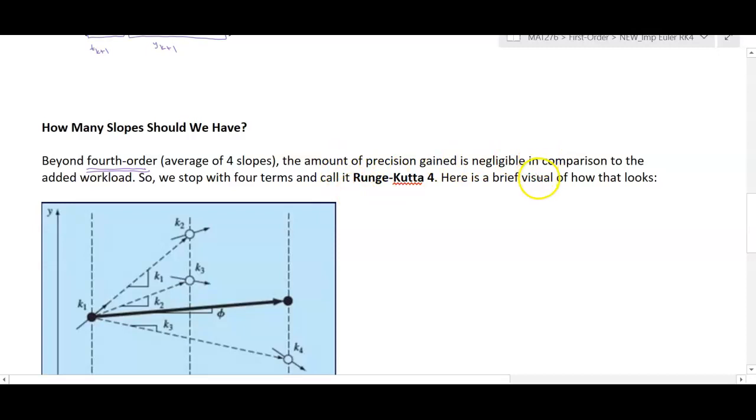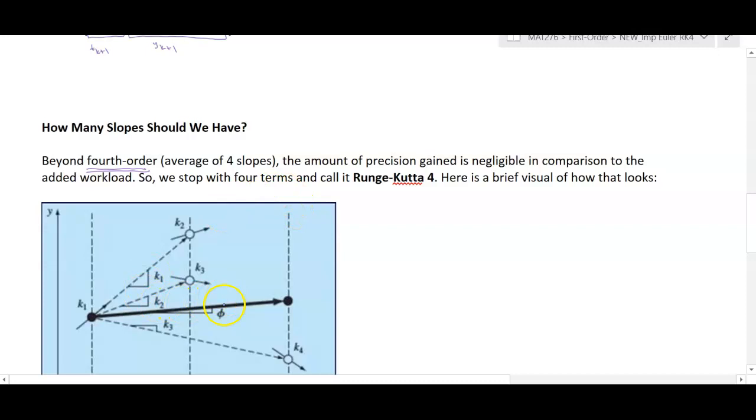The amount of precision gained is negligible beyond using 4 slopes in comparison to the workload, right? Even computers will get bogged down if you give them too much work. And you give them more work, they get more bogged down, but the trade-off is not beneficial. It turns out beyond 4 slopes, you don't gain an incredible amount of accuracy.